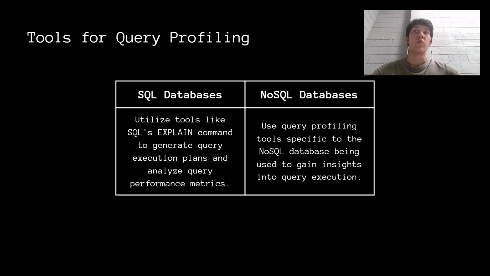There are many tools for query profiling, but basically we will divide them into two big categories. The first tools are for SQL databases, and the second is for NoSQL databases. In SQL databases, we can use the EXPLAIN command for analyzing query performance because it will show us detailed information and we can make decisions based on it.